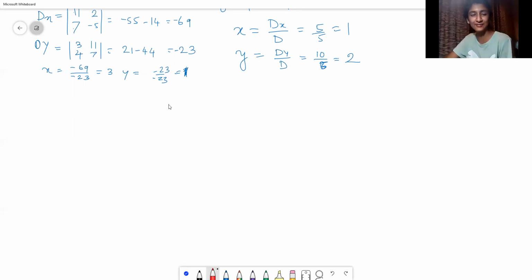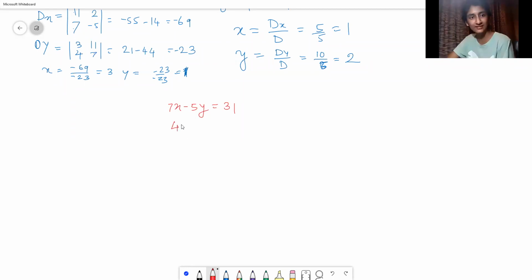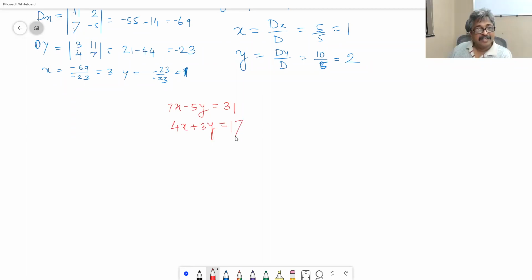7x minus 5y equals 31. You will also have to find this answer. I will do it, but you will also have to do it. And what is the second equation? 4x plus 3y equals 17. Time starts now. I will do my calculations in my notebook.